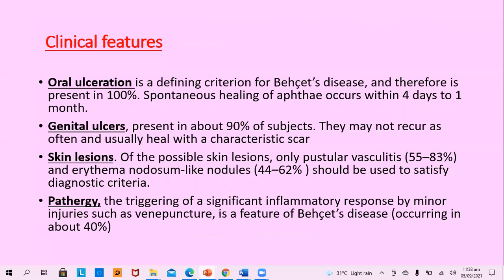Clinical features, oral ulcerations. Oral ulceration is the defining criterion of Behçet's disease, or the major criterion. Therefore, it must be present in 100% of the cases. Spontaneous healing of aphthae occurs within 4 days to 1 month. Then genital ulcers. Genital ulcers are seen in 90% of the subjects at one time of the illness.